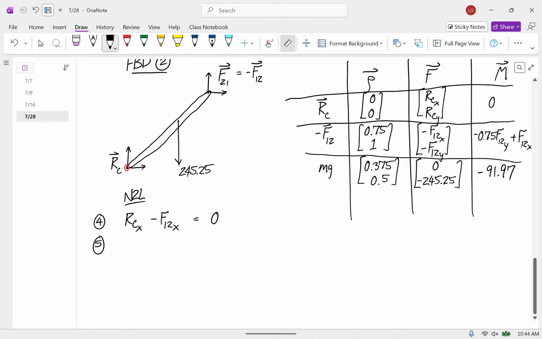Our fifth equation is the y components of Newton's second law. So RCY minus F12y minus 245 is equal to 0. But I'm going to get that constant over on the other side because we're going to be using reduced row echelon form eventually for this. So positive 245.25.